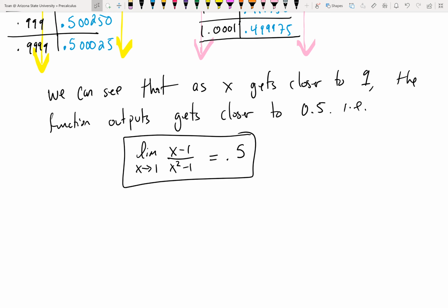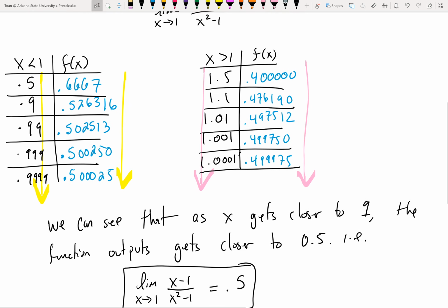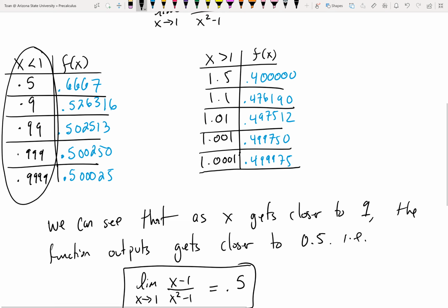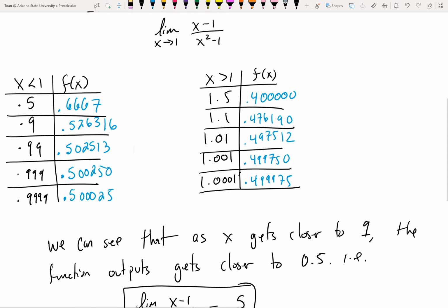Notice how we did the tables. We did two tables here, right? And we separated the x values in a particular manner. Let me erase these arrows here. All of these x values were numbers that were less than 1, approaching 1 here.